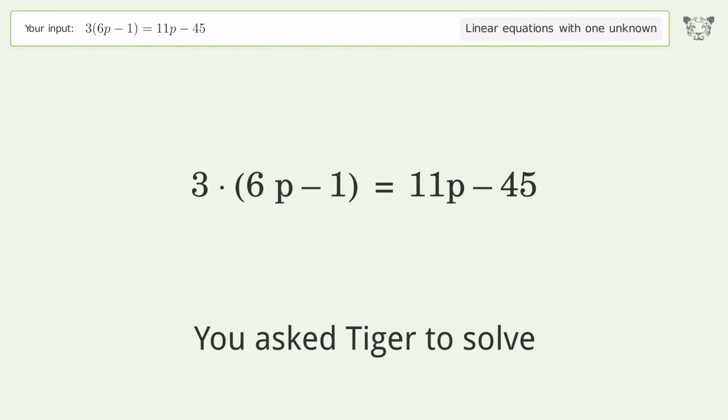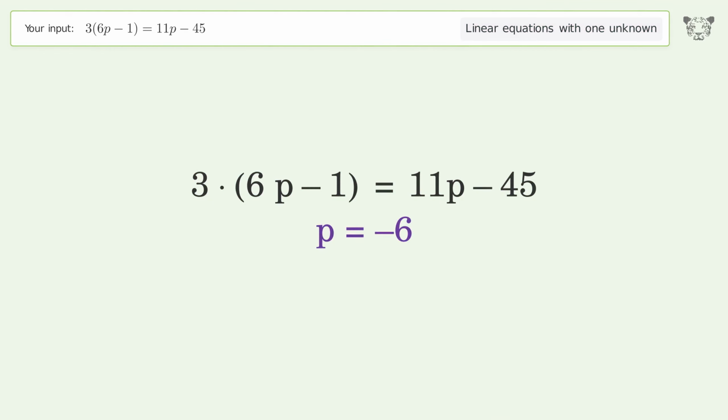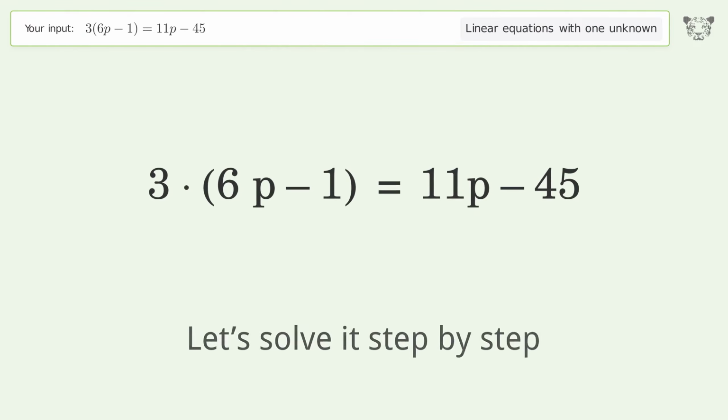You ask Tiger to solve. This deals with linear equations with one unknown. The final result is p equals -6. Let's solve it step by step.